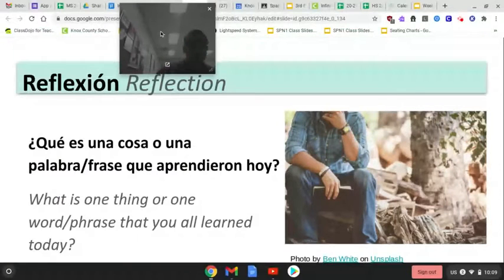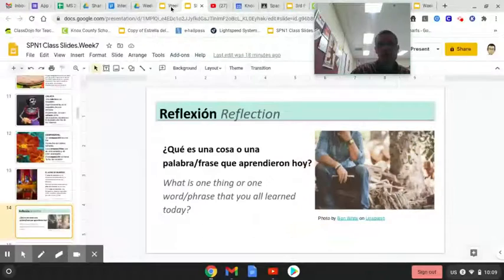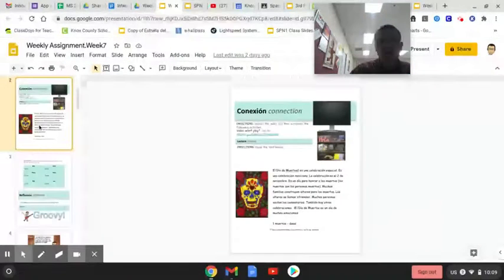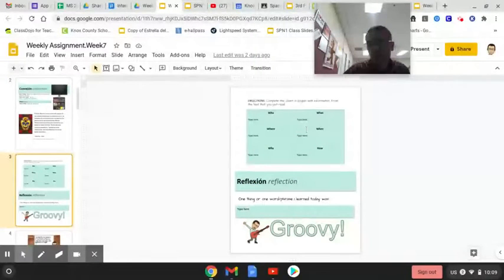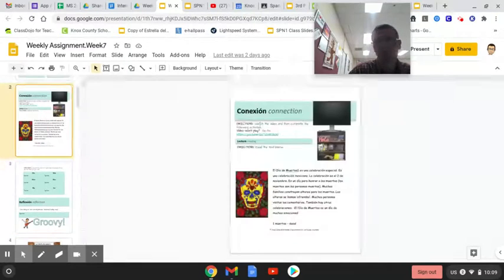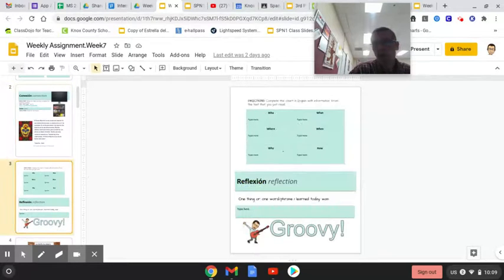So now that we've gone through all of these parts of Dia de los Muertos, you're going to complete this chart. So you can reread this paragraph that we read together, and then you're going to answer who, what, where, when, why, and how about Dia de los Muertos. Then after that, write one thing or one word or phrase that you learned today.